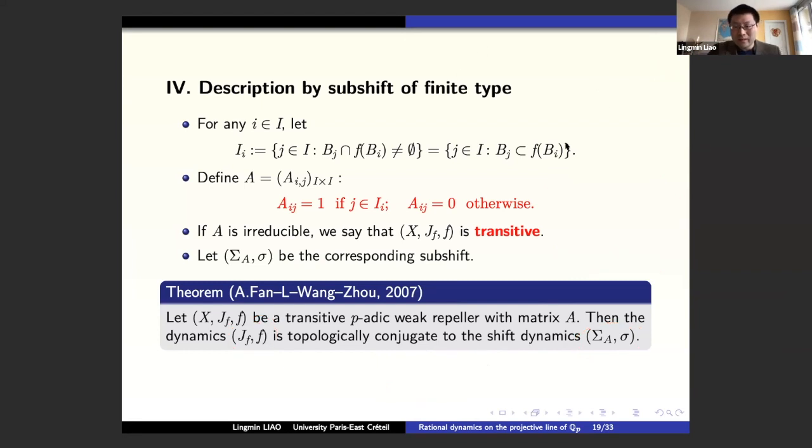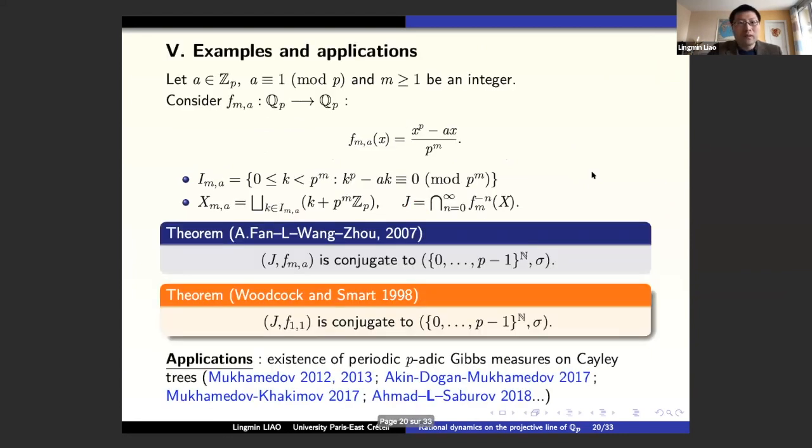So let me just attain. Well, maybe this is just an example. I just recall, at the very beginning, take the same thing, but with m equals 1 and a equals 1. In fact, it's the work of Woodcock and Smart, and we can do this for a more general family.